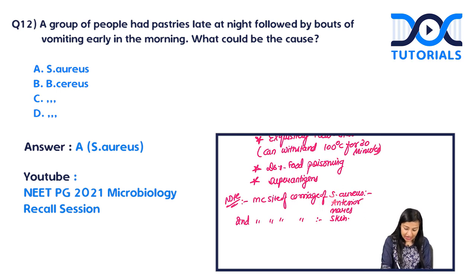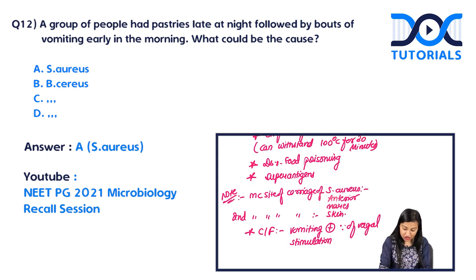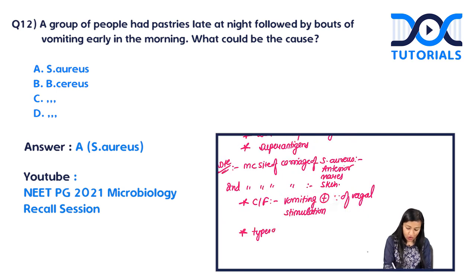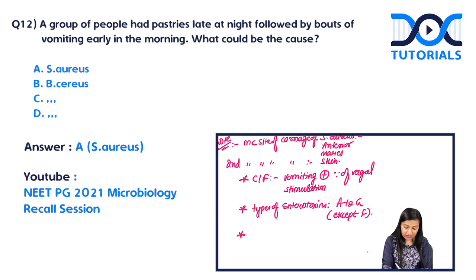All right. And remember the clinical features of Staphylococcus aureus food poisoning. Vomiting is a very typical feature. Diarrhea is rare. Okay, vomiting occurs because of vagal stimulation. All right, and the types of enterotoxins of Staph aureus are A to G except F. And remember, this food poisoning is a self-limiting disease.